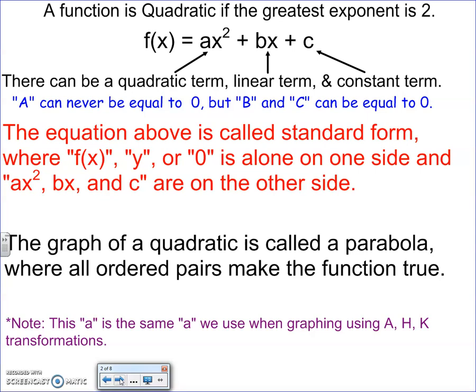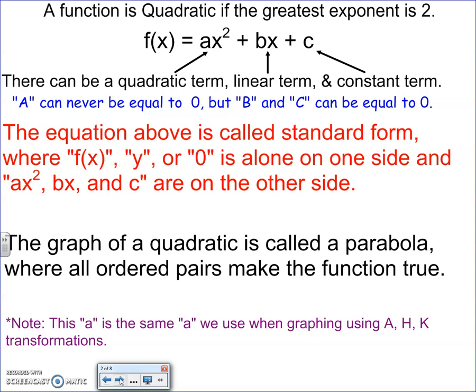f(x) = ax² + bx + c is a very common form. It's called standard form, and each term has a name depending on the variable and its exponent. So ax² is the quadratic term because it has x². bx is the linear term because it has x to the first power. And c is the constant term because it has no x.